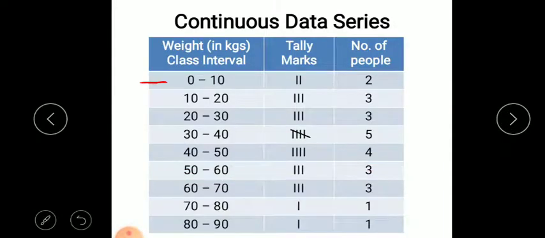This 10 to 20, 20 to 30, 30 to 40, whatever these bands or ranges I've done, these are known as individual classes, and this is known as class interval 10 to 20. 0 to 10, 10 to 20, 20 to 30: these are known as individual classes. This is one class, this is one more class, this is one more class. This way I am grouping them, so these groups are known as class intervals.